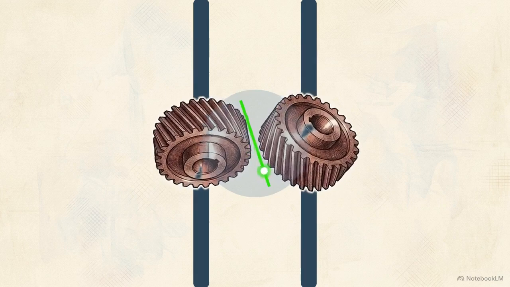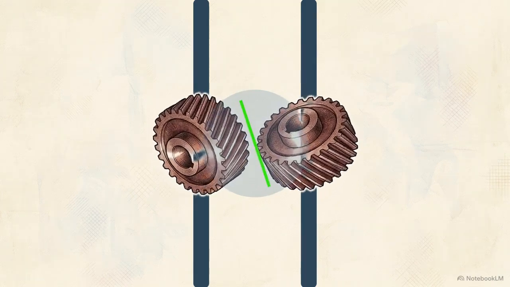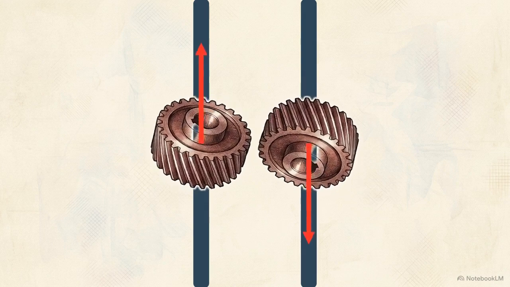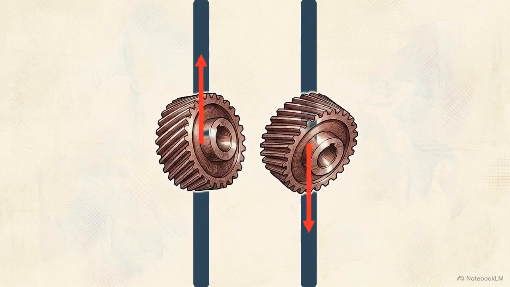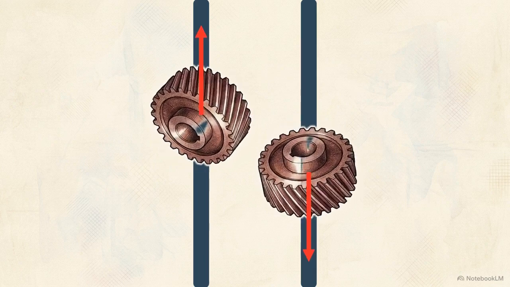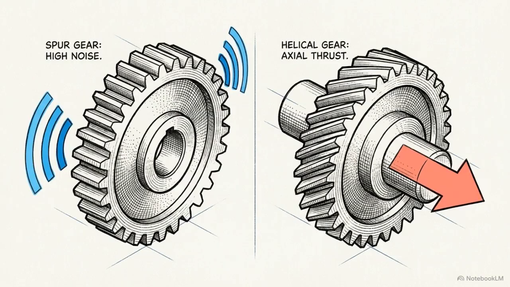However, that angled modification introduces a new physical flaw. The sliding action generates lateral force called axial thrust. The angle literally pushes the entire gear sideways along its shaft as it rotates. Solving the noise of a spur gear birthed the thrust of a helical gear. In mechanical engineering, every geometric upgrade exacts a structural toll.